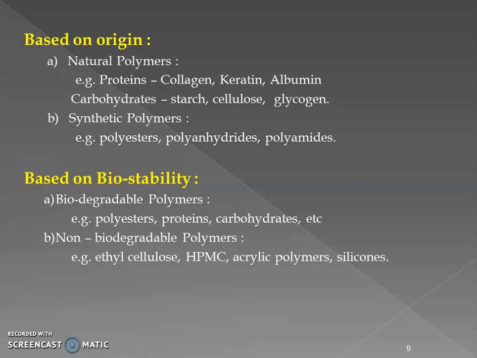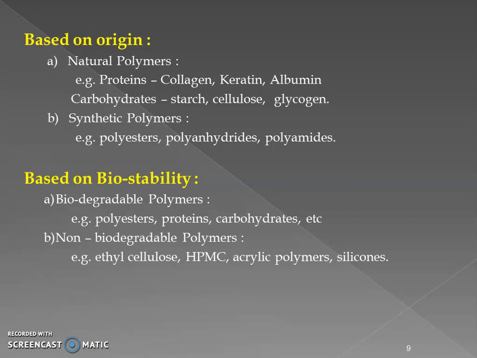Second one is synthetic polymer. So synthetic polymers are the polymers that are synthesized in the laboratory. So these are the polymers such as polyester, polyanhydride, polyamide, etc.